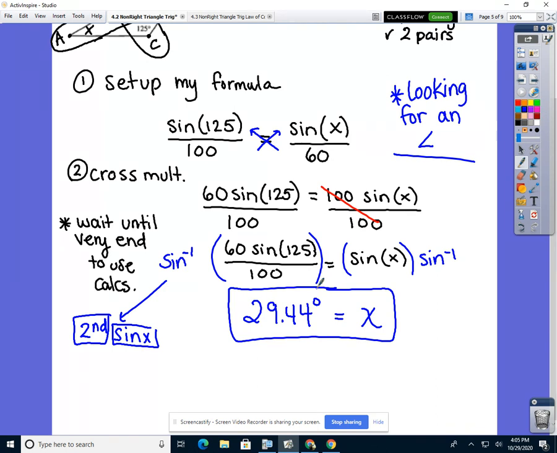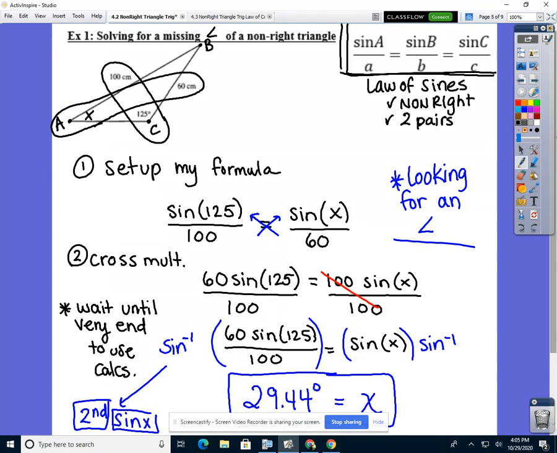It seems like a lot the first time you do it, but as we go to the next one, you'll see it's a little bit simpler. So if we summarize here real quick, first thing, set up your formula, make sure you're supposed to use law of sines. The second thing is just cross multiply, divide, make sure you're solving, and then you'll get to the end. Make sure your calculator's in degree mode.